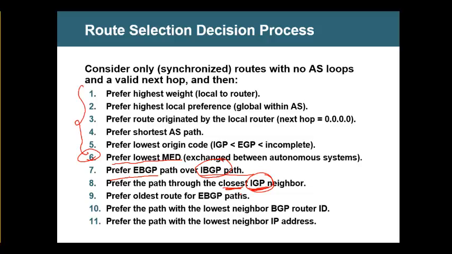Because you got 2 iBGP. Both are within the same autonomous system. You need to prefer one. Which one you will prefer? The nearest. How you know it is nearest? By looking into OSPF route. OSPF knows all the internal within the autonomous system network. What if there is a tie in that? Then it prefers the oldest route for eBGP path. Oldest route.